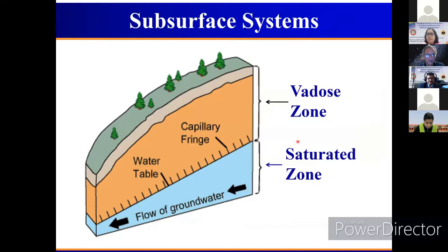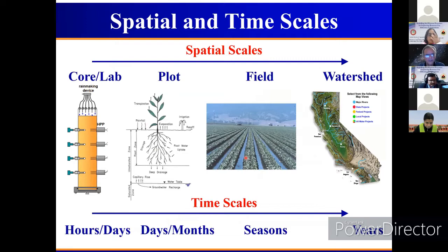The models can be used to simulate processes in the subsurface, in the so-called vadose zone, which is the zone between the soil surface and groundwater, then in the groundwater, and also in the capillary fringe, which is the interface between the vadose zone and groundwater. The programs can be used to simulate processes at many different spatial and temporal scales, from small core or plot scales up to the field scale. Some people are using them even at larger scales, such as the watershed scale, although I do not think that the governing equations are actually valid at that scale, and so those applications may not be very appropriate.